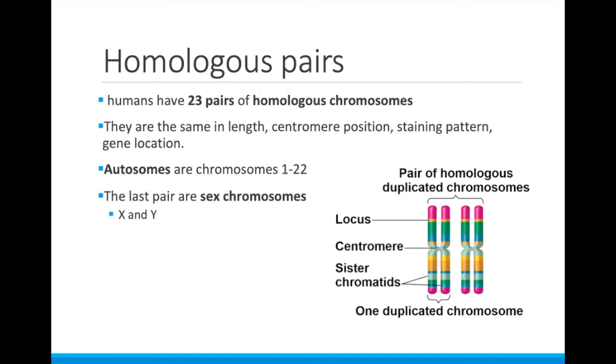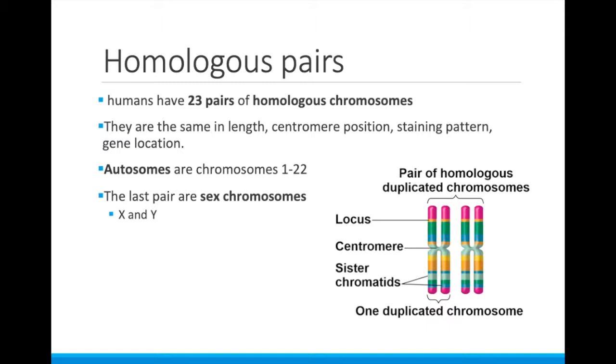Humans have 23 pairs of what are called homologous chromosomes. Think about the word homo. What does homo mean? Homo means same. So homologous chromosomes are the same number chromosome. So we know humans have 46 chromosomes, but these occur in 23 pairs. Why do we have pairs of chromosomes instead of 46 different ones?